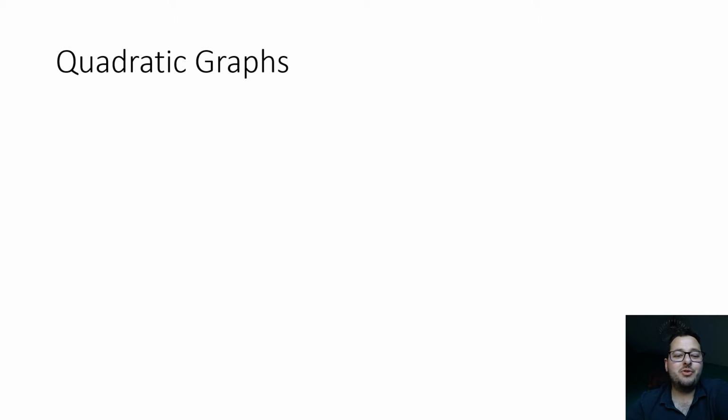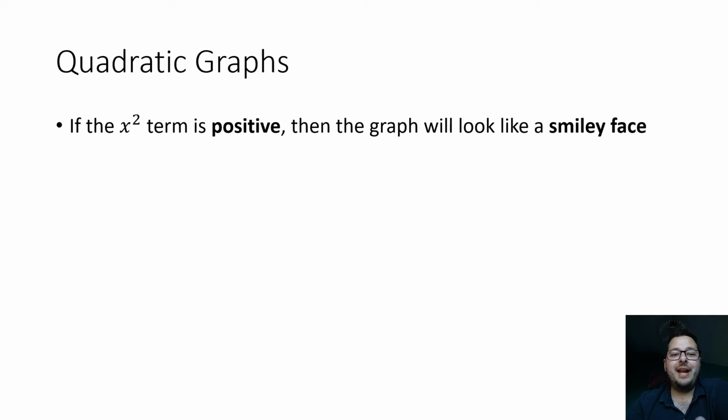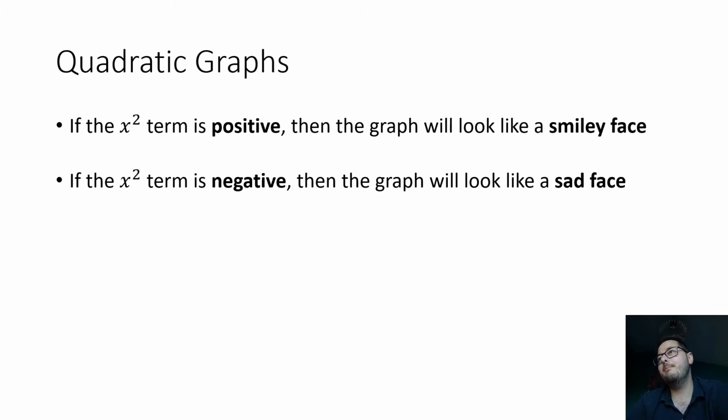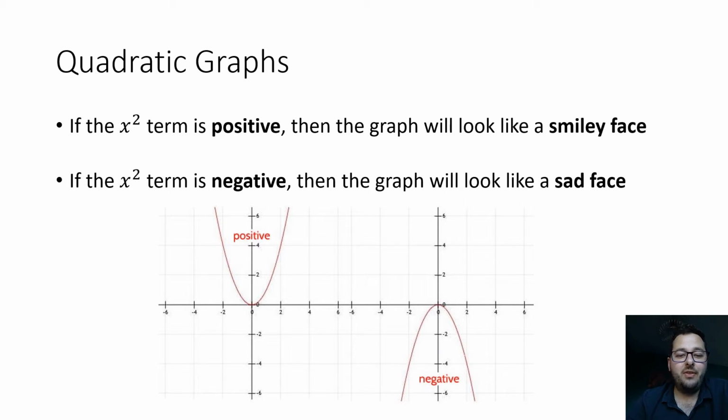Okay, so let's have a look at quadratic graphs. If your x squared term is positive, so if you've got, I don't know, just x squared or 3x squared or 50x squared, then your graph will look like a smiley face. And if it's negative, so minus 2x squared, minus 7x squared, whatever you want to look at, it will be a sad face. So here on the left, we've got an example of a positive one. So this looks like a smiley face like that. And this one's negative, so we've got that frowny face like that.